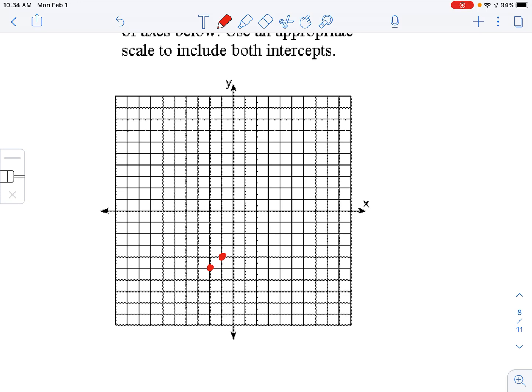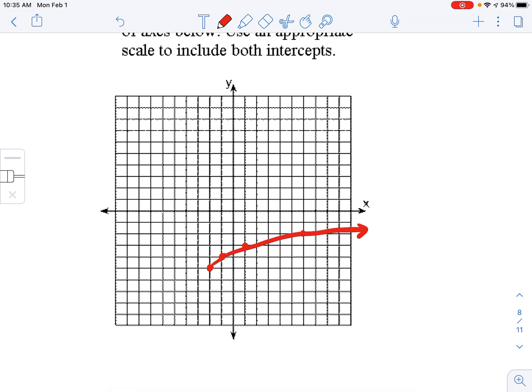1 and -3, 1, 2, 3. Let's see what comes after that. And 5, -2. So 1, 2, 3, 4, 5. Okay, and what's next? And that's pretty much it. So that's what we get from our calculator.